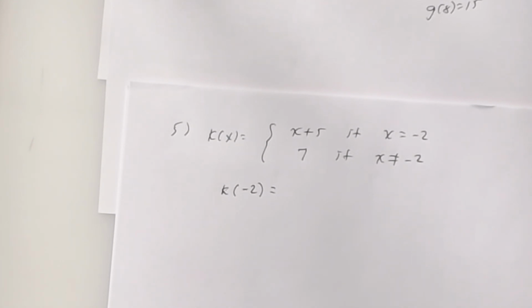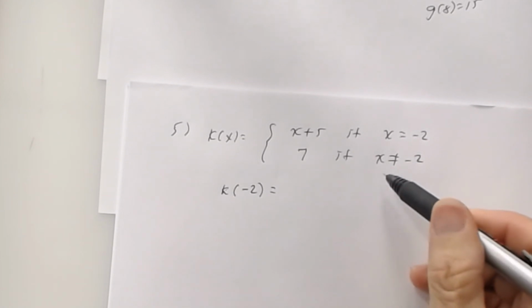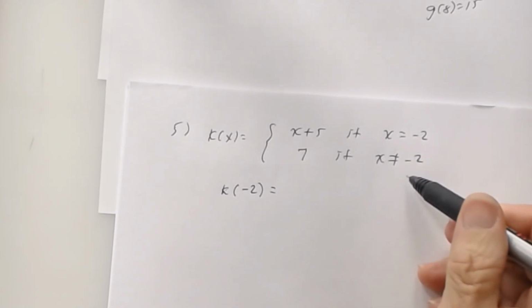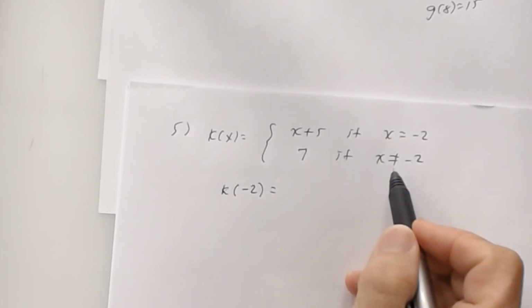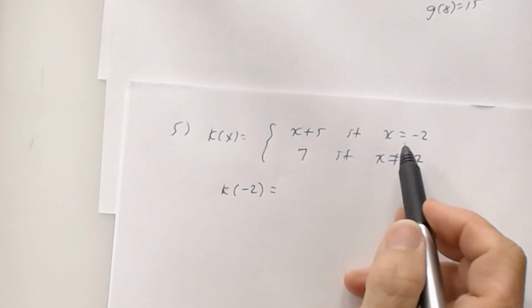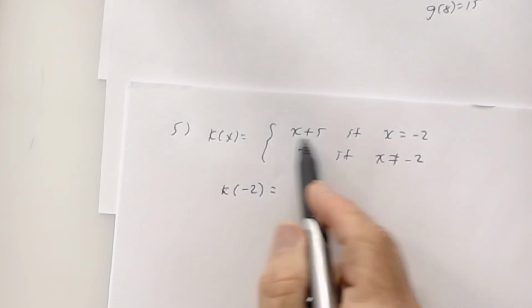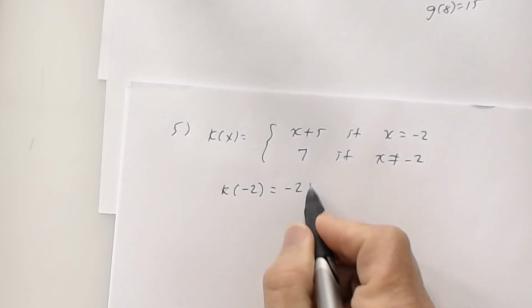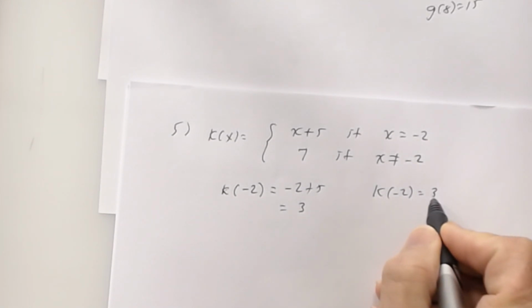I use the top one because x is negative 2, right? So if you look at both of these parts of the domain, let's look at the bottom part. This says I use this one if x does not equal negative 2. Well, in this case, x is negative 2. So I can't use this one. In fact, I have to use this one because that's the one that says that x has to equal negative 2. So I go here, and wherever we see the variable x, I substitute negative 2. So I get negative 2 plus 5, which is 3. So k of negative 2 equals 3.